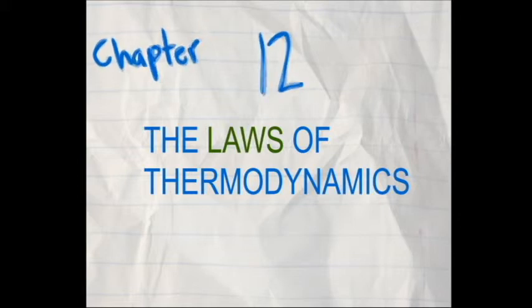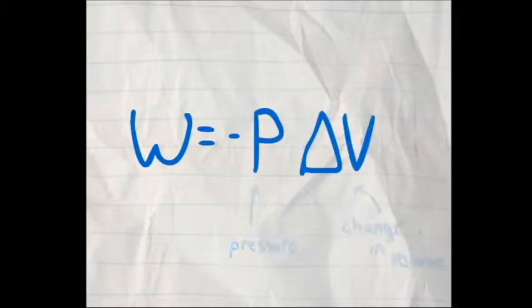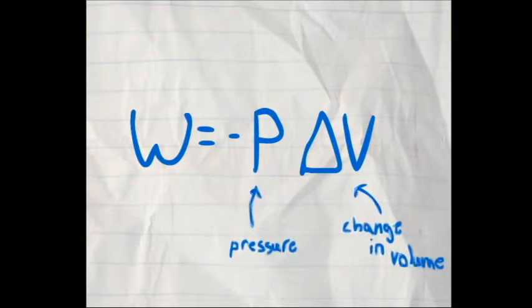Chapter 12, The Laws of Thermodynamics. Objective 1. Okay, so the work done on or in something is determined by negative pressure times change in volume.